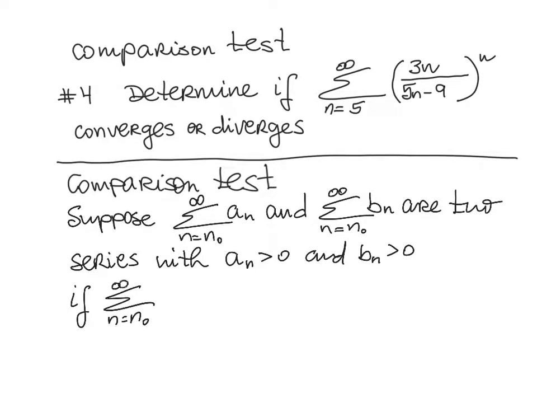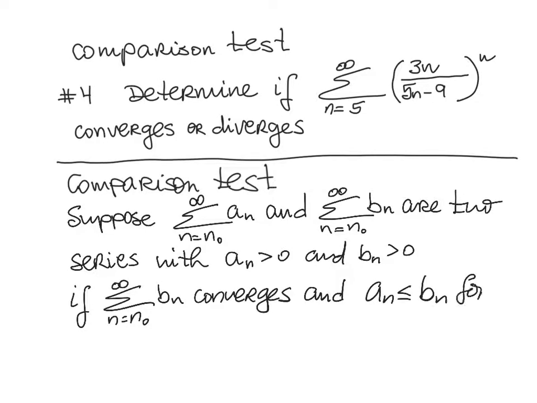And the part we will need is if the b sub n series converges and the a sub n's are smaller or equal to b sub n's for all n greater or equal to n sub naught, then the a sub n series must also converge.